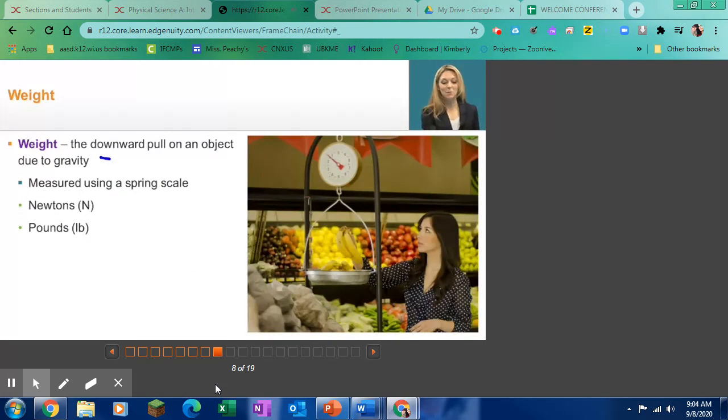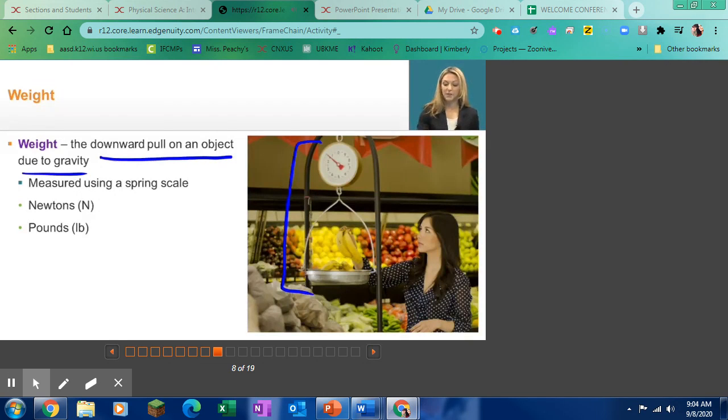Weight is the downward pull on an object due to gravity. If you've ever seen someone try to pick up a really heavy bowling ball or even a backpack that's shoved with tons of books in it, you can actually see them sort of being pulled down with weight. So when you say that something's heavy, what you're actually saying is that there's a strong pull of gravity on that object. Here's a spring scale in a grocery store that you may have even used before.